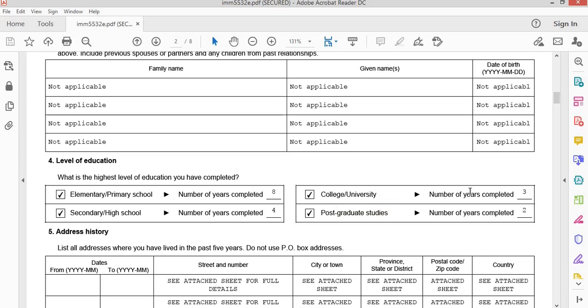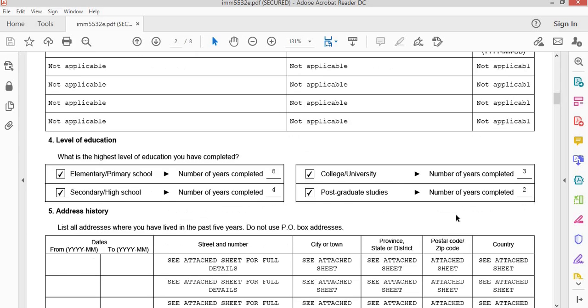Next is college or university. Based on the degree that you have completed, you can fill out this information. In case you have a postgraduate credential, you can fill in that information as well.